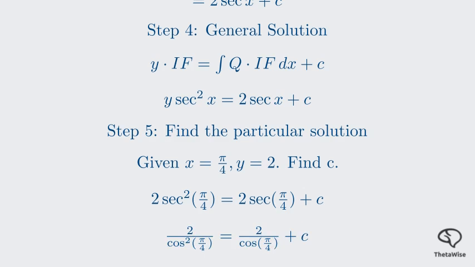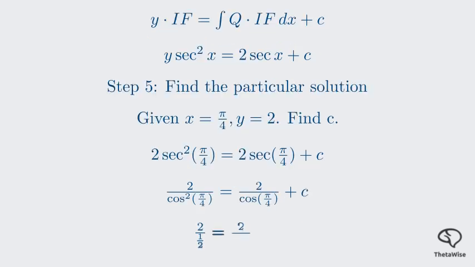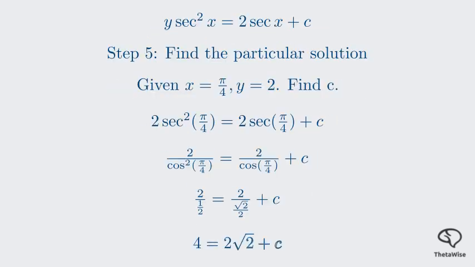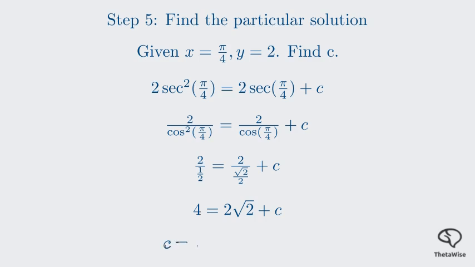Cos squared of pi over 4 is 1/2. This gives us 2 over 1/2 equals 2 over the square root of 2 over 2 plus c. This simplifies to 4 equals 2 times the square root of 2 plus c. Solving for c, we get c equals 4 minus 2 times the square root of 2, which is approximately 1.1172.